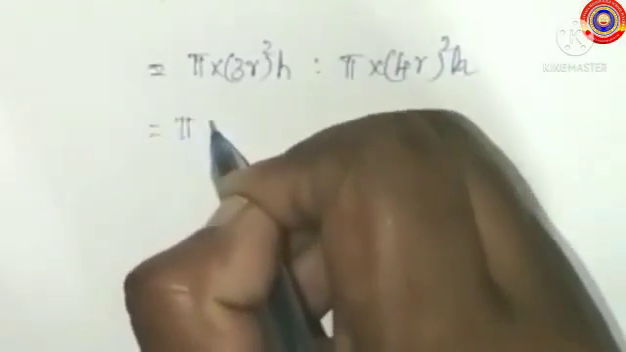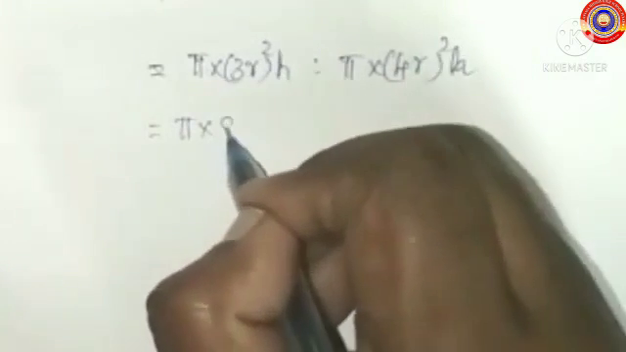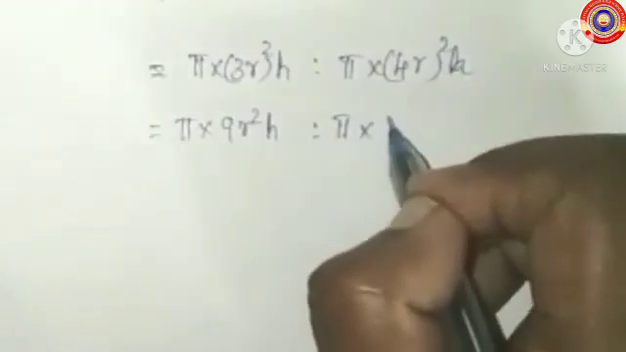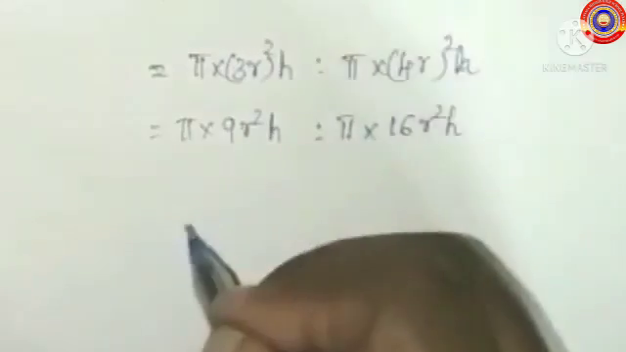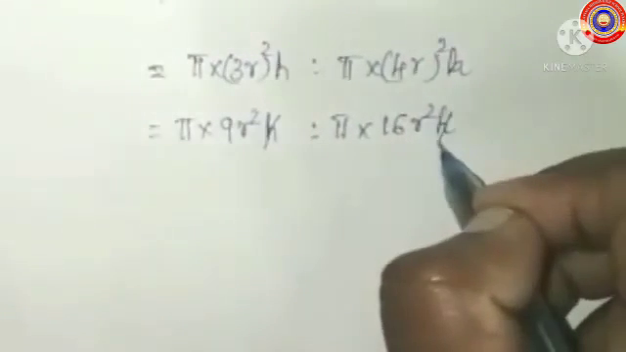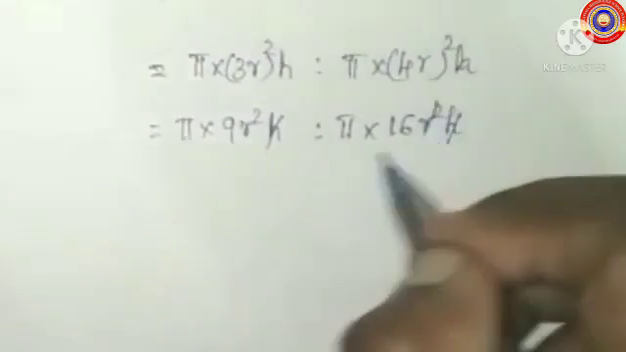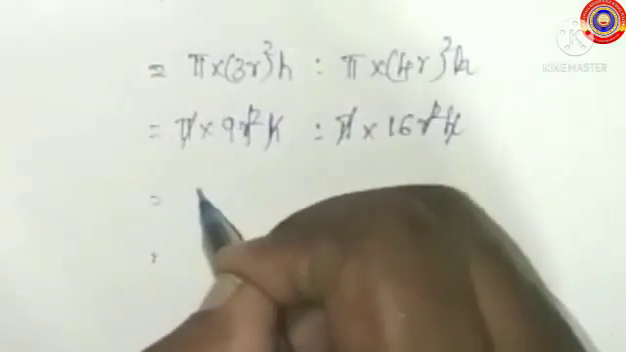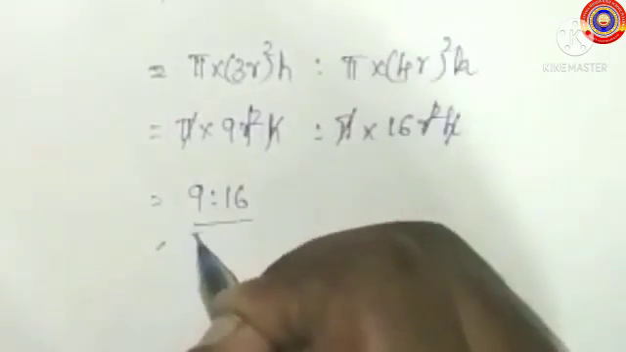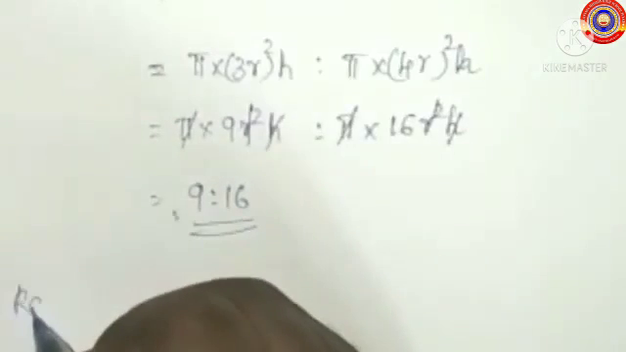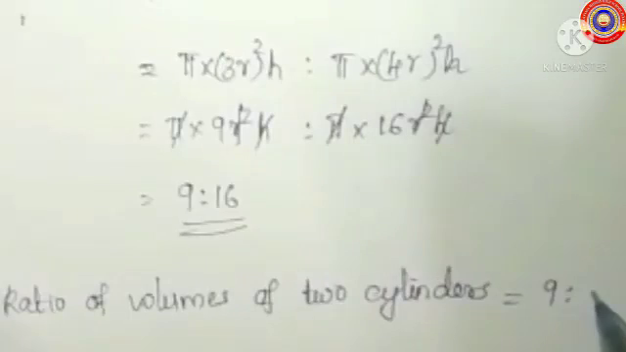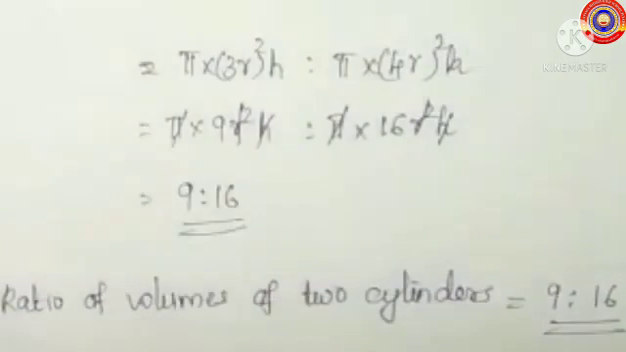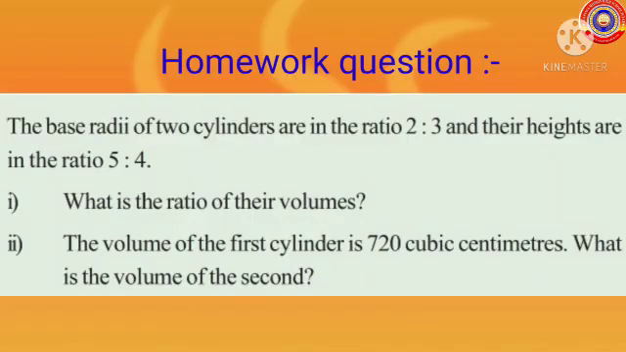Clear? Which is equal to pi into 3 square is 9, so 9R square h is to pi into 4 square 16, 16R square h. This R and R gets cancelled and also R square gets cancelled. Here pi and pi get also cancelled. Then we get 9 is to 16 as the ratio. That is, ratio of volumes of the two cylinders is equal to 9 is to 16. Did you understand? Now you have to do this question as homework.